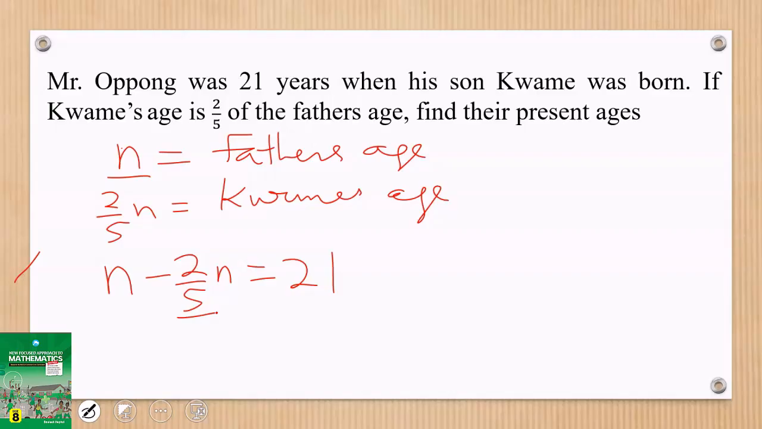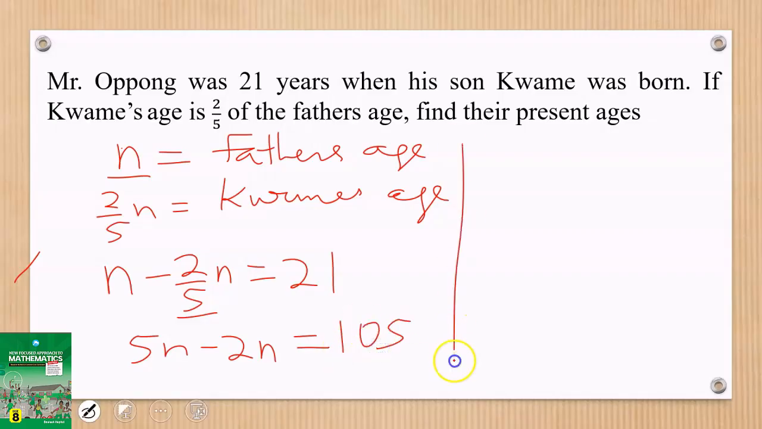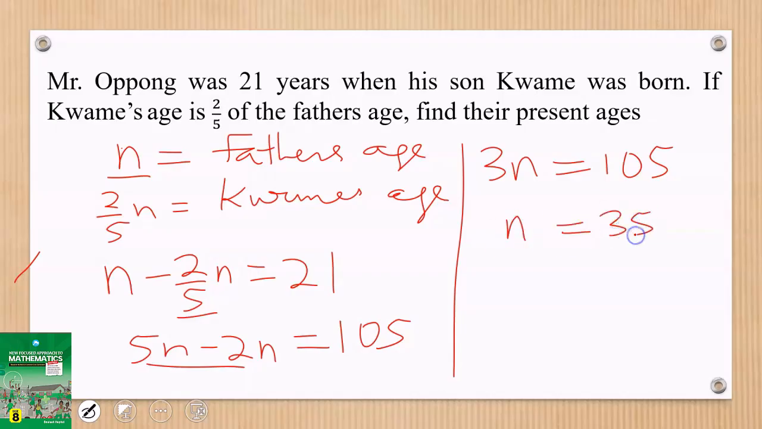If that makes sense to you, then we can simplify by multiplying through by the LCM, and the LCM is 5. So we have 5n minus 2n is equal to 5 times 21, which gives us 105. Subtracting, we have 3n equals 105. If we divide both sides by 3, we can say n is equal to 35. So as at now, the father is 35 years.